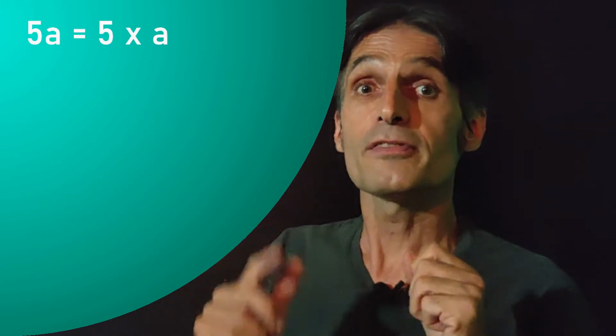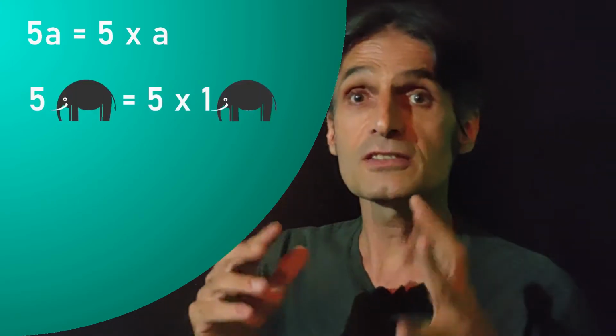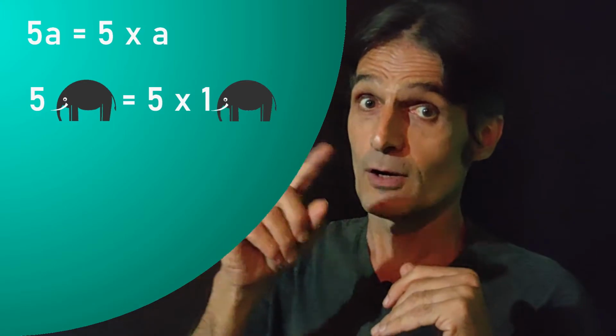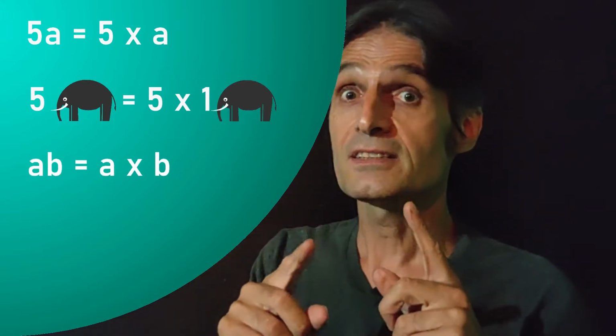First of all, let's make it clear. 5a means 5 times a, just like 5 elephants means 5 times 1 elephant. But of course, ab means a times b. Here we'll use two main tools to solve equations. The first one is cross multiplication. We've seen that a few times recently.